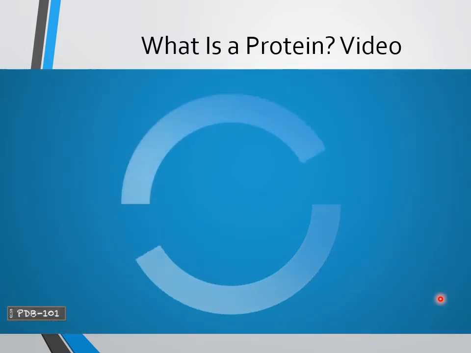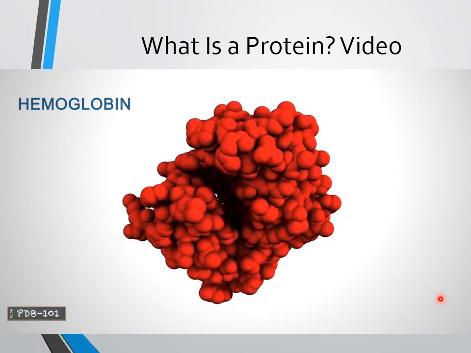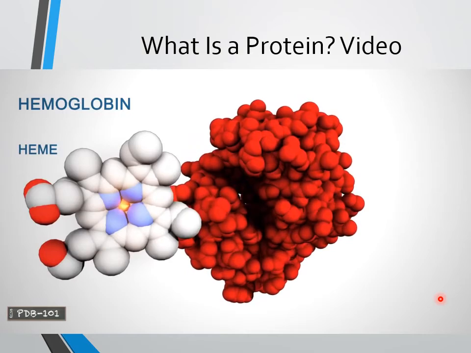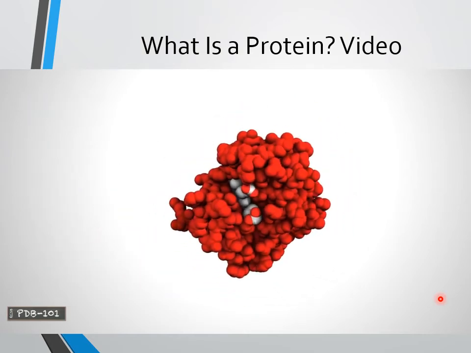The functions of many proteins rely upon their three-dimensional shapes. For example, hemoglobin forms a pocket to hold heme, a small molecule with an iron atom in the center that binds to oxygen.